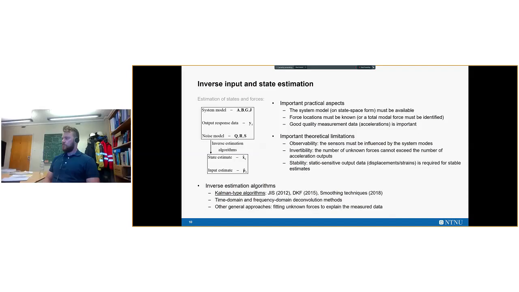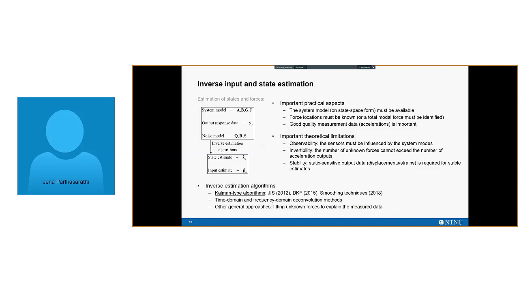Right. So this invertibility property is a very strict mathematical property that says that if you have a number of acceleration outputs, it cannot describe an infinite amount of unknown forces. In mathematical terms, this would be a sort of rank deficiency. So you can only get as many variables as output as you have input because it won't be solvable.